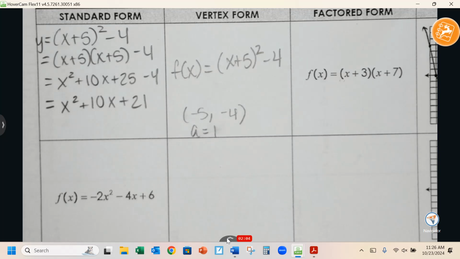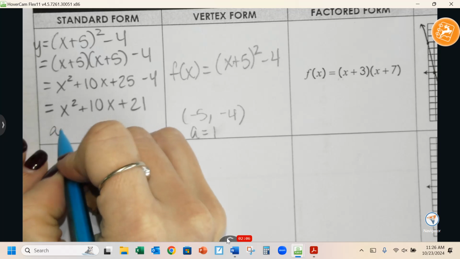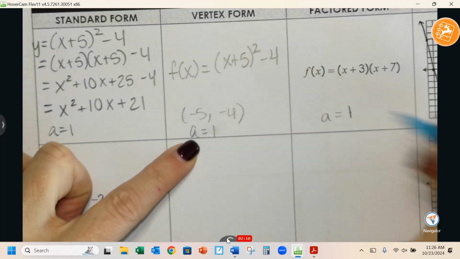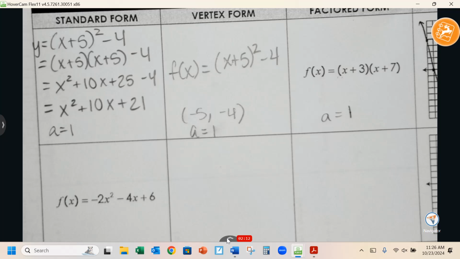Alright, so notice, no matter the form, A equals 1. If we have any of the forms or the graph, I have A.